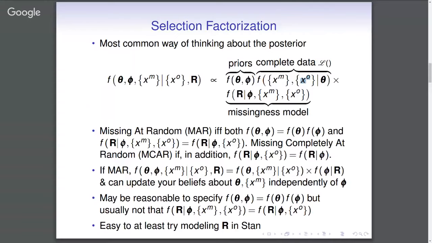In general, things are missing not at random, in which case, in order for you to apply Bayes' rule, you're going to need a substantive model for the X's and the Y's and a missingness model for R as part of the same Stan program.